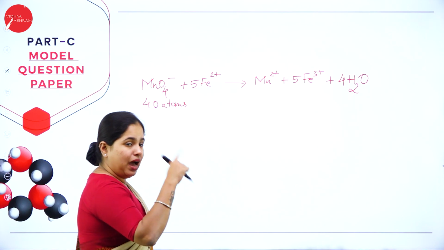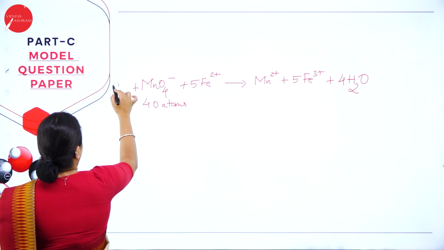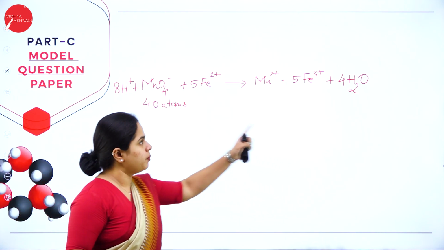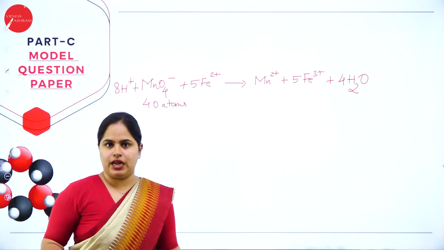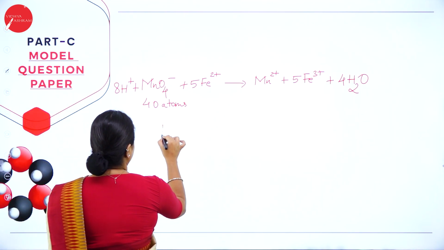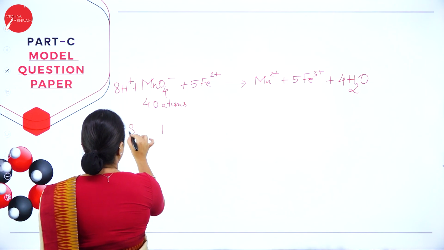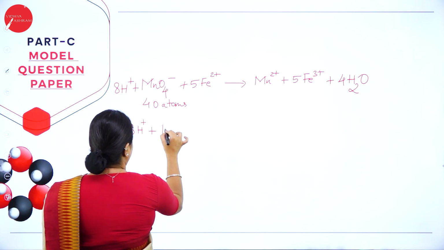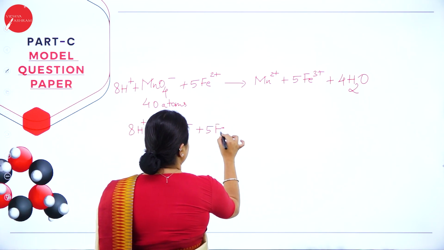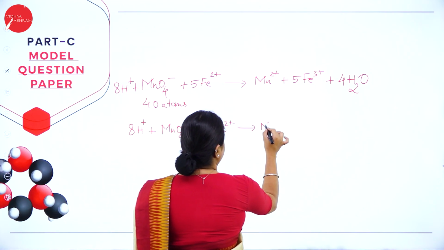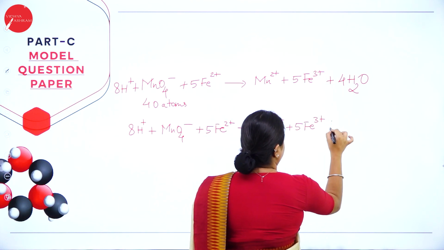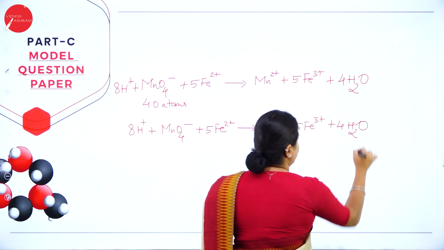Right. So now to balance that, what do I do? I add 8H plus here. So now let's see, 8H plus here, 8H plus there, 4 oxygen atoms here, 4 oxygen atoms there. So this is your final balanced redox equation, that is 8H plus, MnO4 minus, plus 5Fe2 plus, gives Mn2 plus, 5Fe3 plus, 4H2O. Okay, so I hope it is clear.